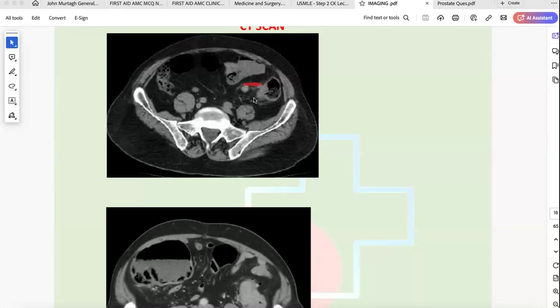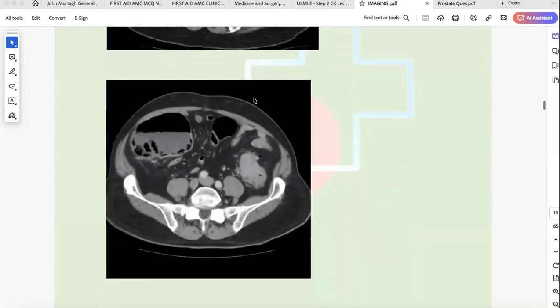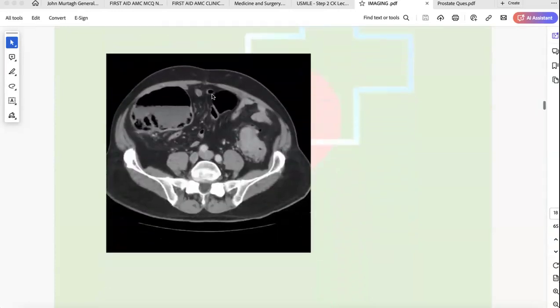What is the other common cause? Sigmoid or cecal volvulus. They don't give a CT of volvulus because volvulus is very easily diagnosed in an X-ray. So it is also unusual to give you a CT scan of sigmoid volvulus because usually X-ray is more than enough to diagnose that. So think in that way in the exam, it will be easier.